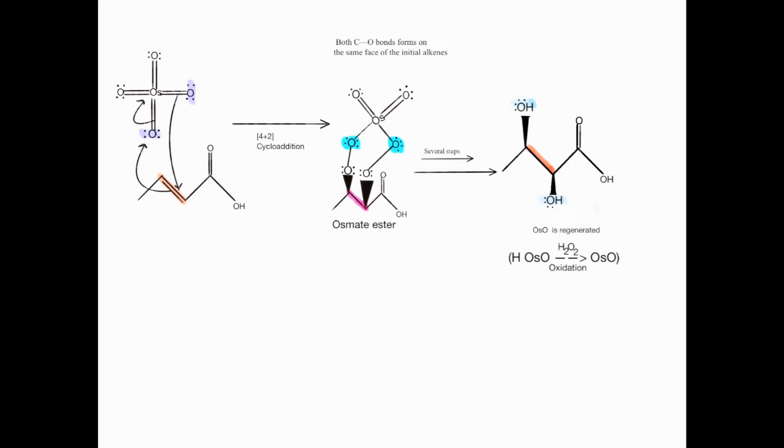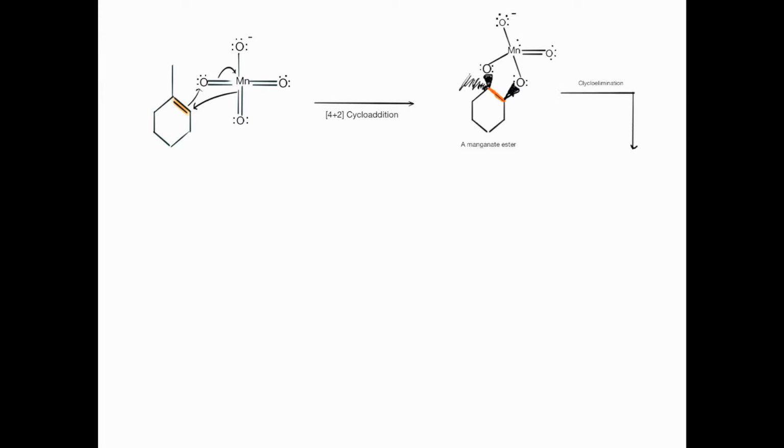This reaction is similar to a Diels Alder reaction in that it has a cycloaddition step. However, here, there are only 5 atoms involved instead of 6, 3 from the catalyst and 2 from the alkene. Potassium permanganate is another reagent that can perform this. It follows a mechanism similar to osmium tetroxide.